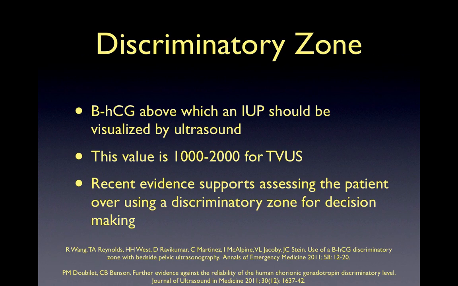Because ectopic pregnancies do not produce HCG in the same way that IUPs do, large ectopic pregnancies and ruptured ectopic pregnancies have been associated with beta HCGs as low as 200. Recent evidence has also shown that some women with HCGs above the discriminatory zone and no definitive IUP can still progress to have a normal pregnancy.